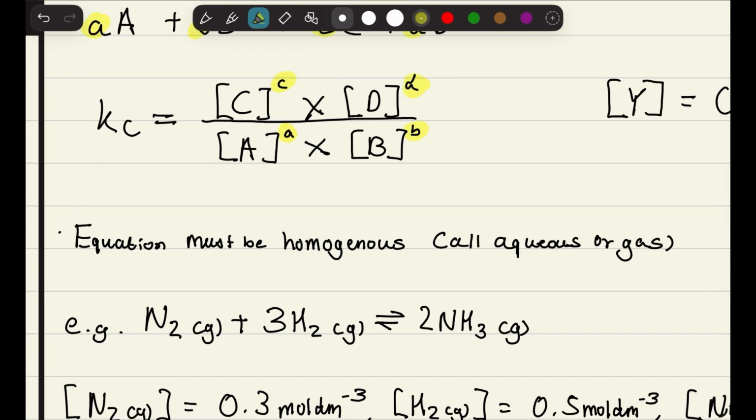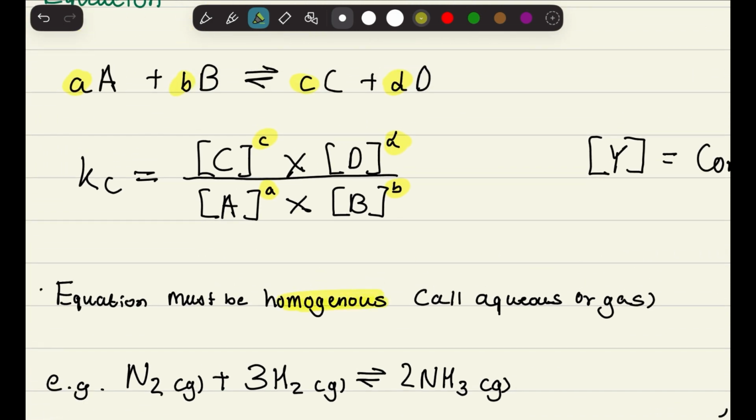Okay. Just know as well, it must be homogeneous. Whenever we're doing Kc, it must be homogeneous. They can either be aqueous or gas, but they all have to be in the same state. So A, B, C, and D in this case are all going to be in the same state.